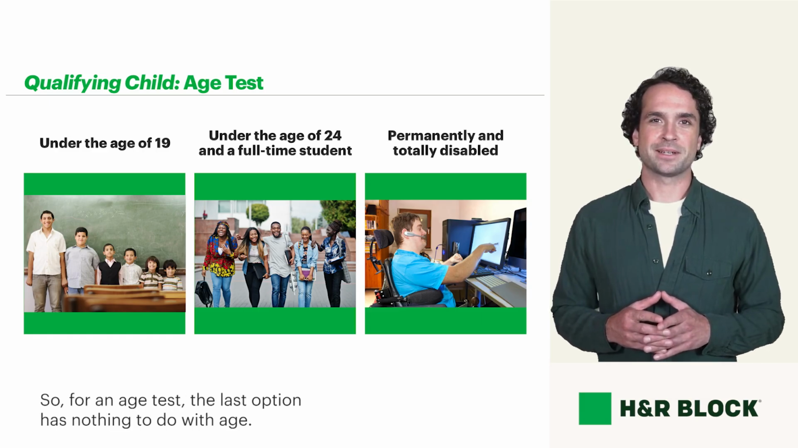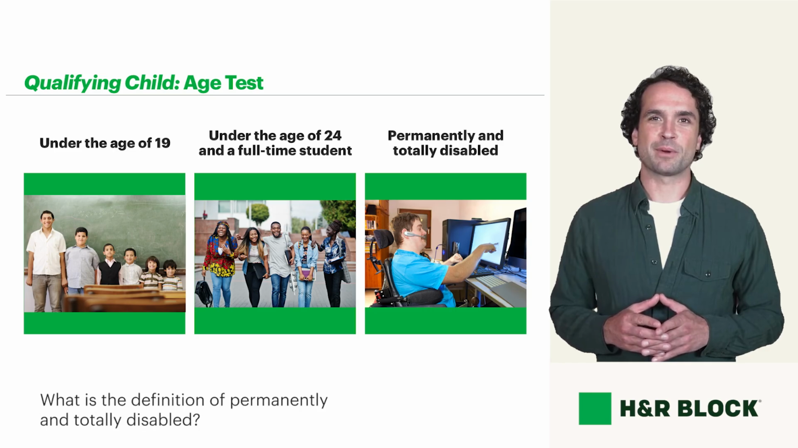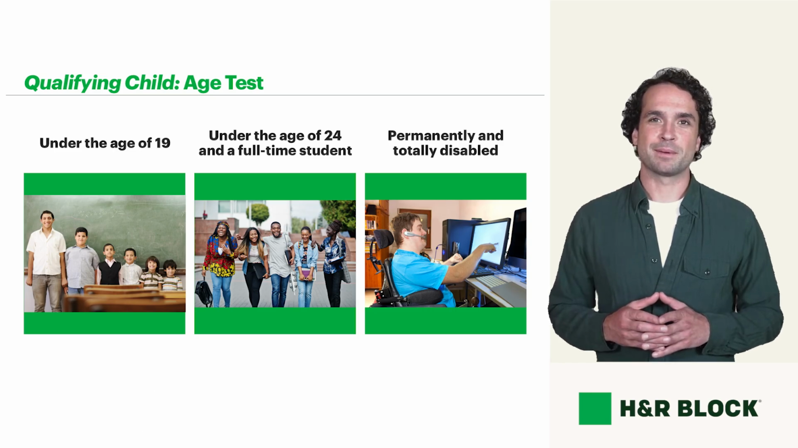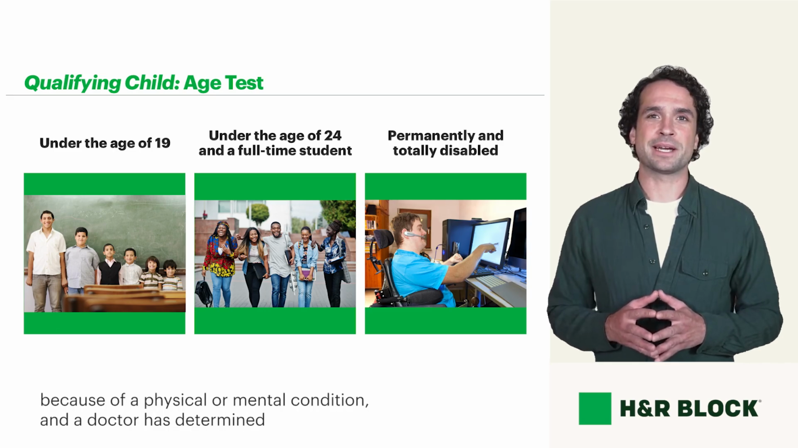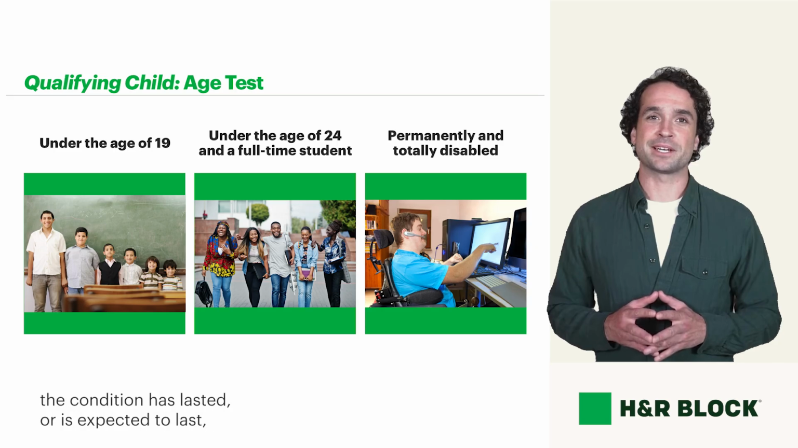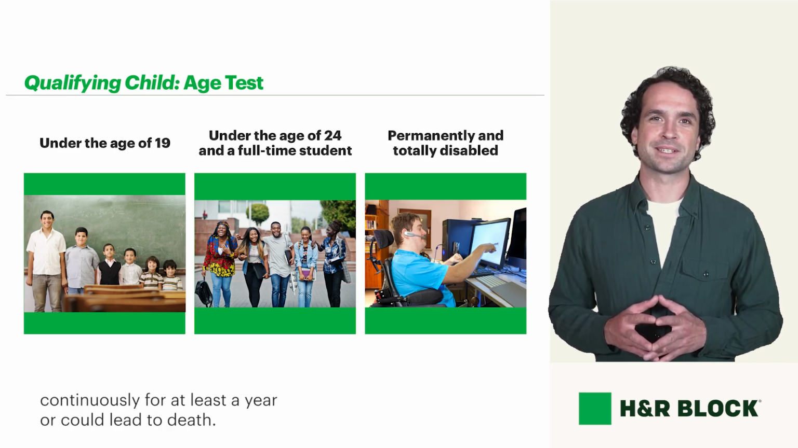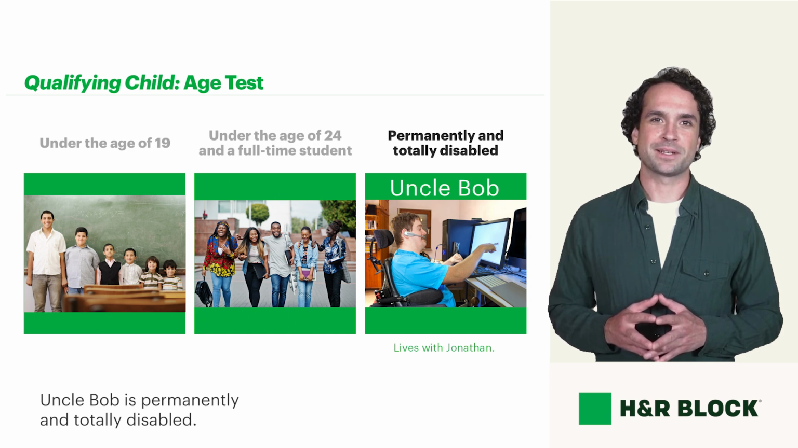So, for an age test, the last option has nothing to do with age. What is the definition of permanently and totally disabled? The potential dependent cannot engage in any substantial gainful activities because of a physical or mental condition, and a doctor has determined the condition has lasted or is expected to last continuously for at least a year or could lead to death.